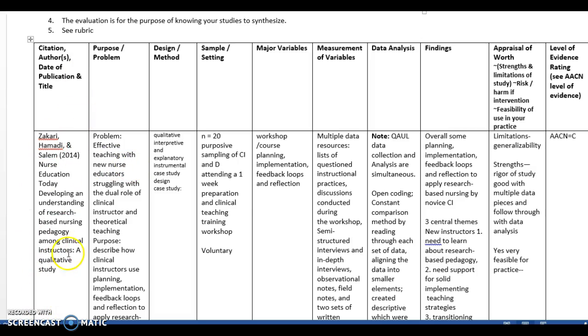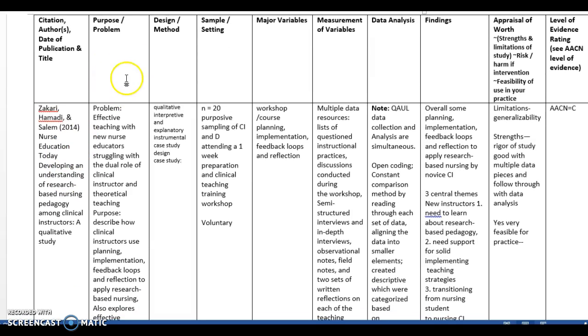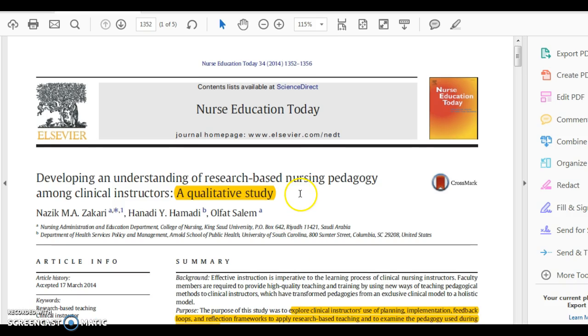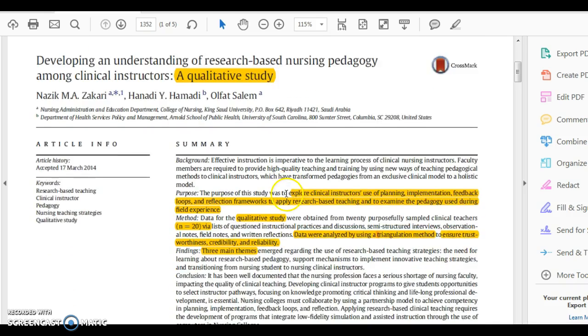But this is just a cut and paste: your author's year, the journal name, and then the article name. We always want to get the purpose and the problem. So let's just go to the article really quick and we'll work through these things. The nice thing about this article is, the title tells me right here it's a qualitative study. That's pretty handy. So remember the abstract.